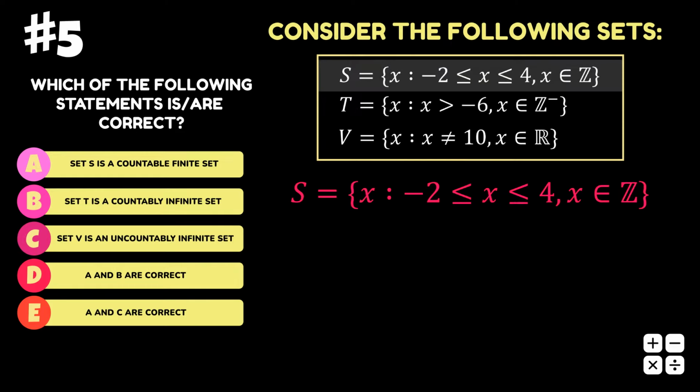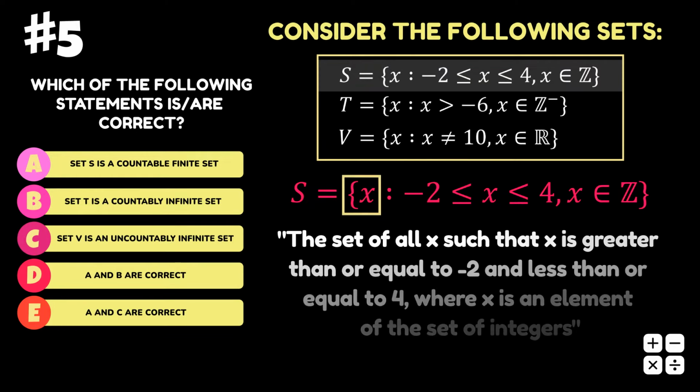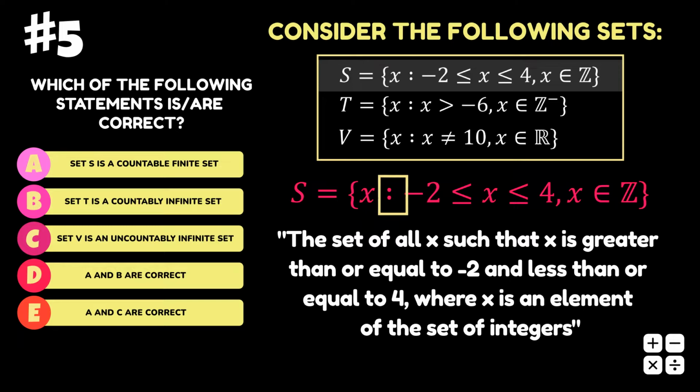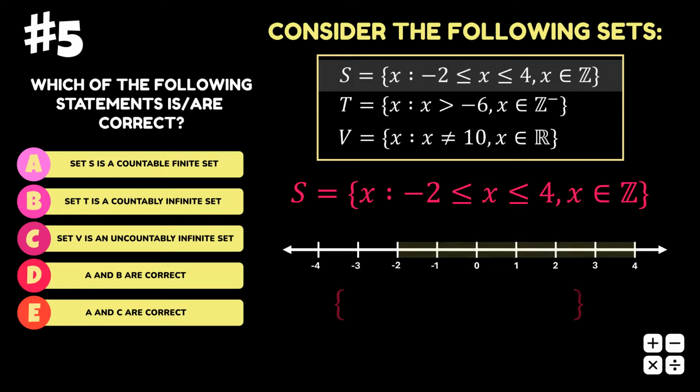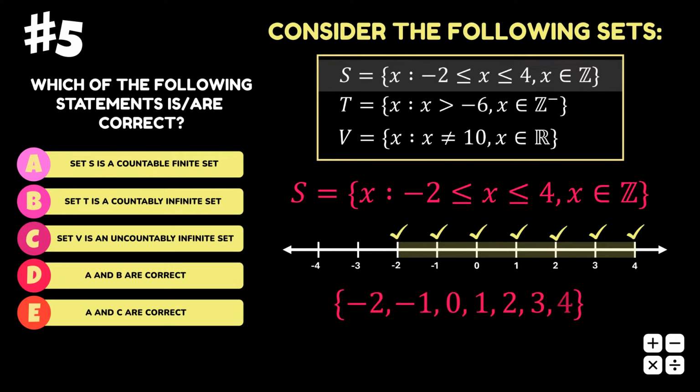We can describe set S as the set of all x such that x is greater than or equal to -2 and less than or equal to 4, where x is an element of the set of integers. In other words, this set contains all of the integers between -2 and 4, with both -2 and 4 included.